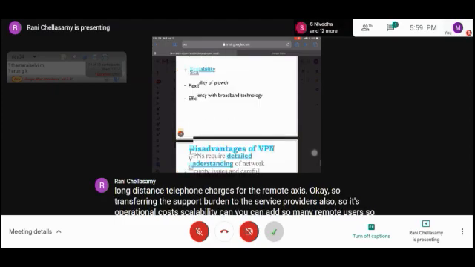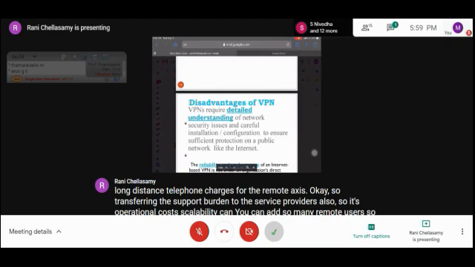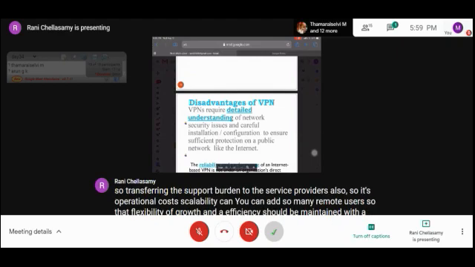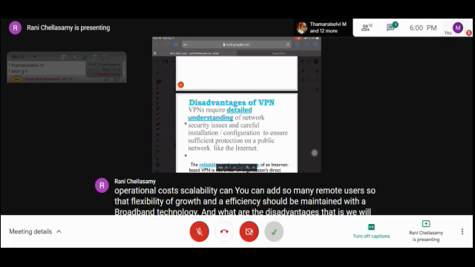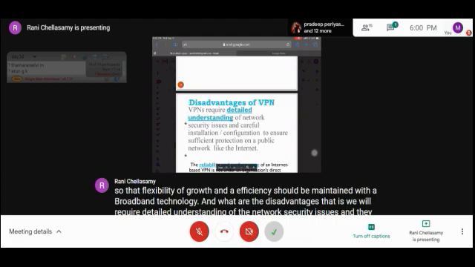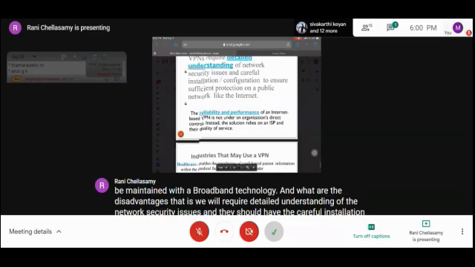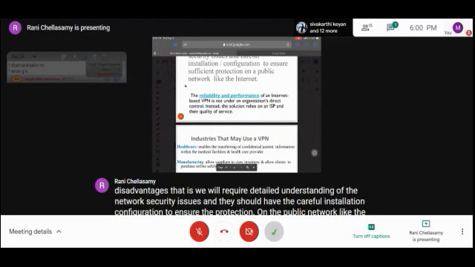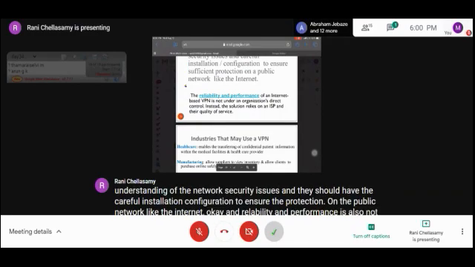And what are the disadvantages? VPNs require a detailed understanding of network security issues, and they need careful installation and configuration to ensure protection on a public network like the internet. Reliability and performance are also not under the organization's direct control. Instead, the solution relies on the internet service providers and their quality of service.